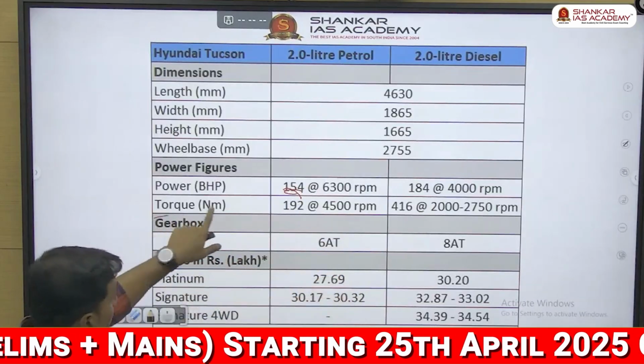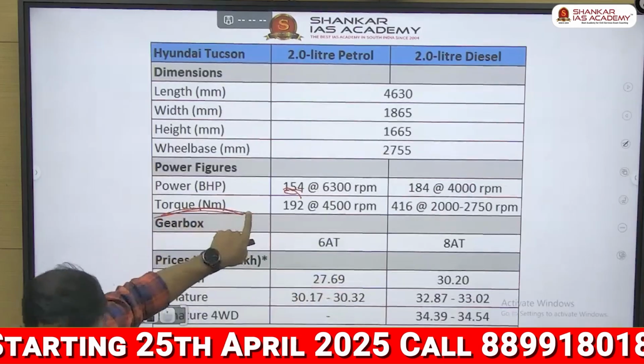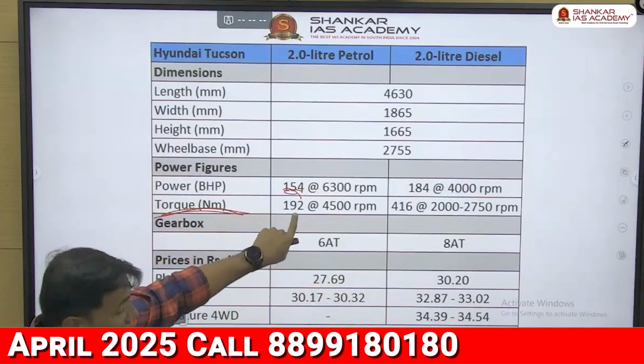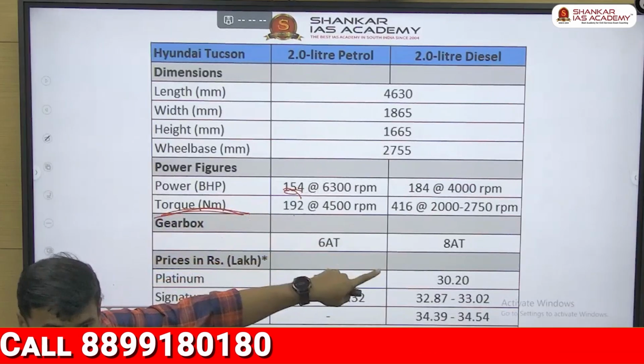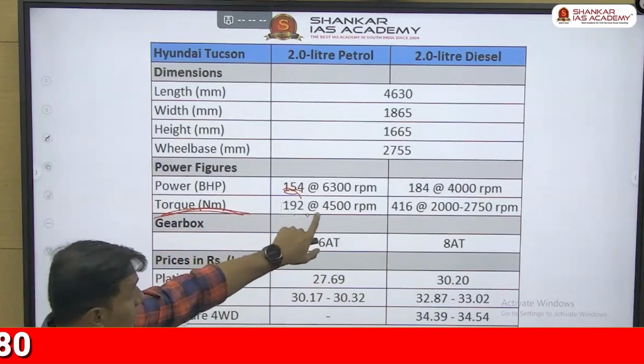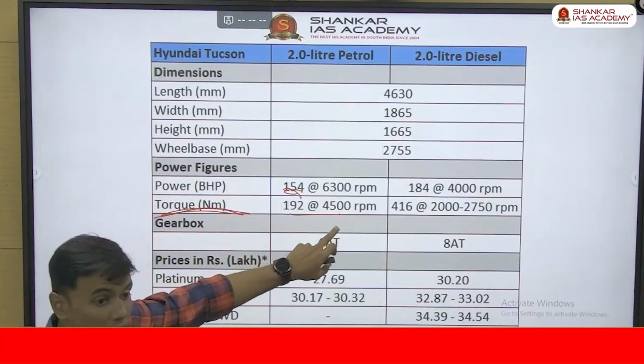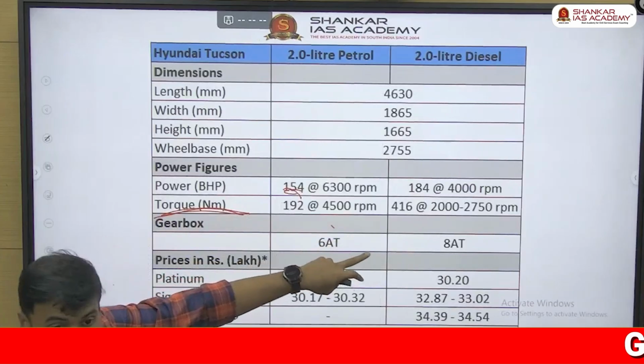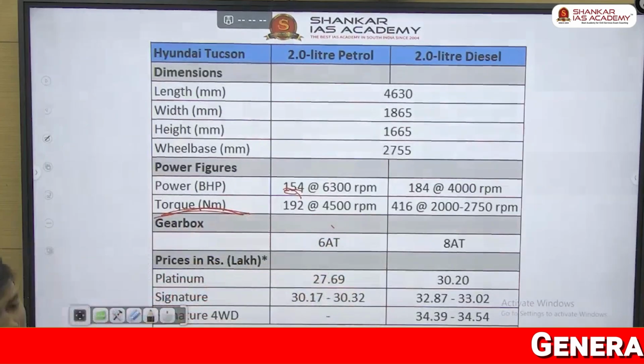Then similar to the torque. I told you, it is expressed in Newton meters, or the pulling capacity. What is the torque here? 192. Look at the torque there. It is 416, much higher. Now this produces 192 at how much RPM? 4,500. That produces it at just 2,700. So definitely diesel engines are more powerful.